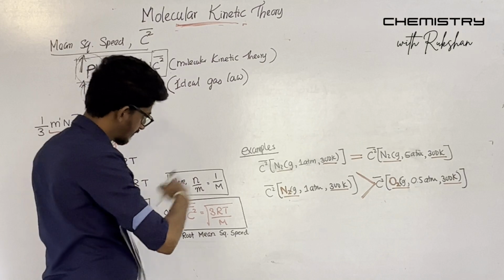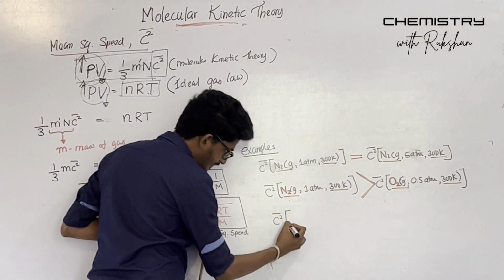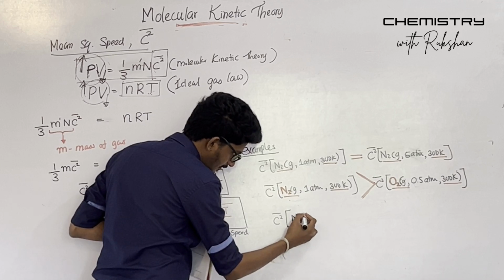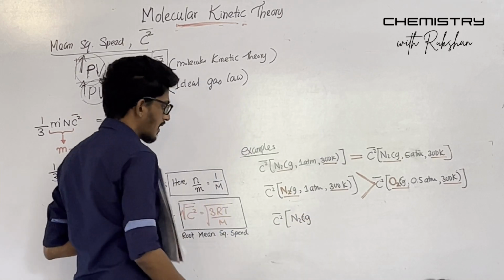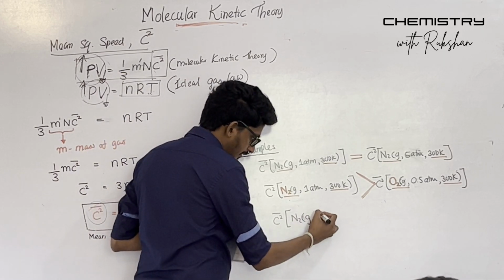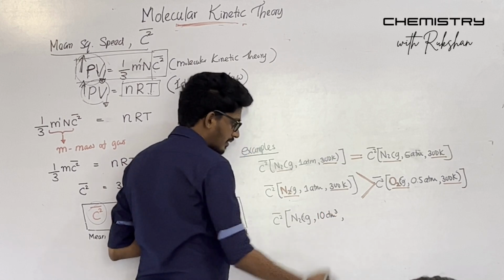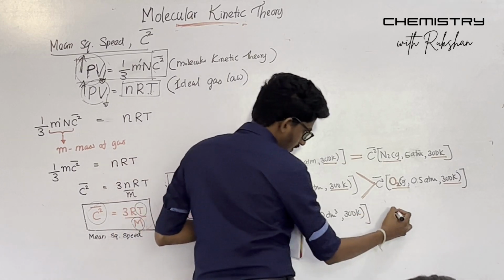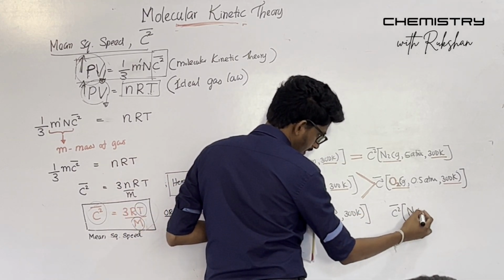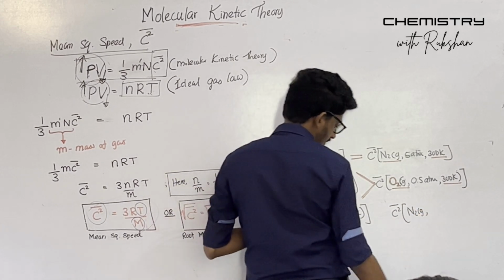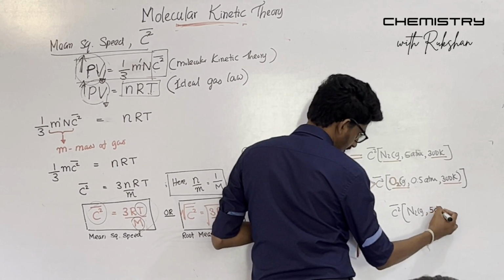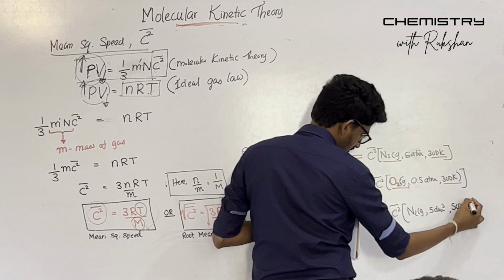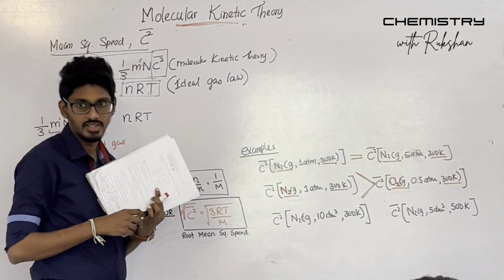Let's consider another example. C squared bar with some N2 gas, 10 decimeter cubes and some 300 Kelvin, with C squared bar for the same N2 gas with 5 decimeter cubes and some 500 Kelvin. Which one is greater than the other?